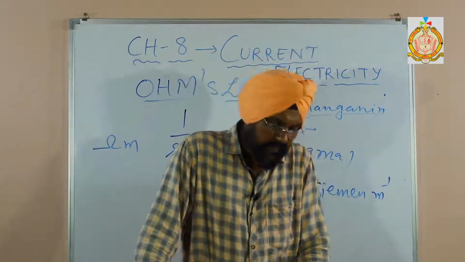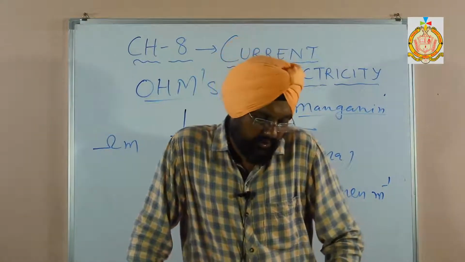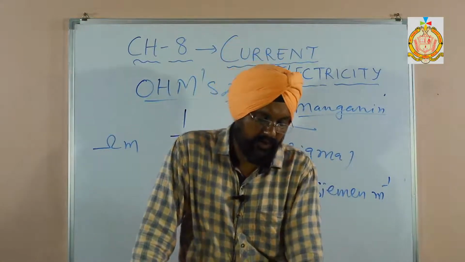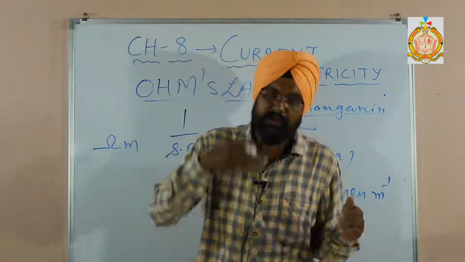So the heating element is the nichrome wire. Why do we use a nichrome wire? Because the specific resistance of nichrome is high, and its resistance increases to a greater extent.